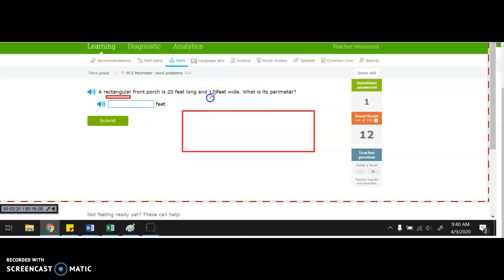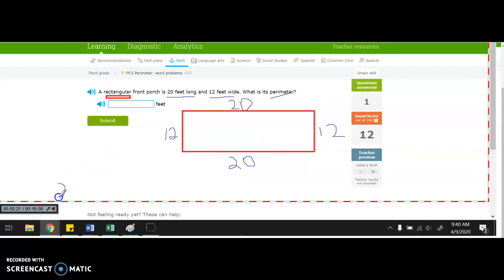is 12 feet wide. So this side over here is 12. And this side over here, if this side is 12, then I know this side is going to be 12. And it's 20 feet long. So up here, it's going to be 20 feet long and 20. And if this side's 20 feet, then this side's 20 feet. So if I want to find the perimeter, I need to add all these sides up.